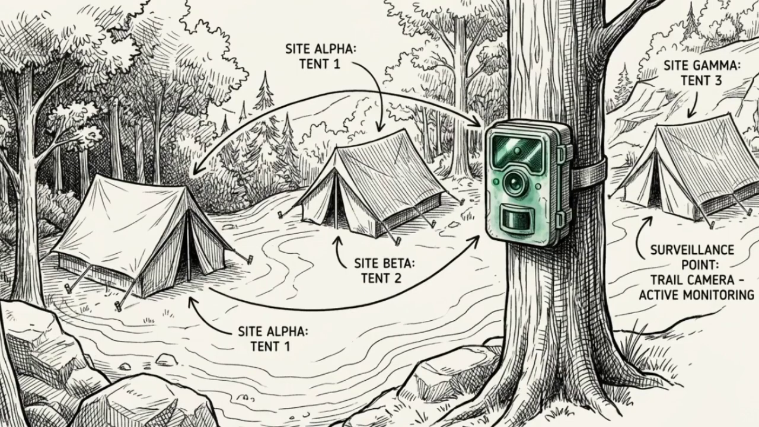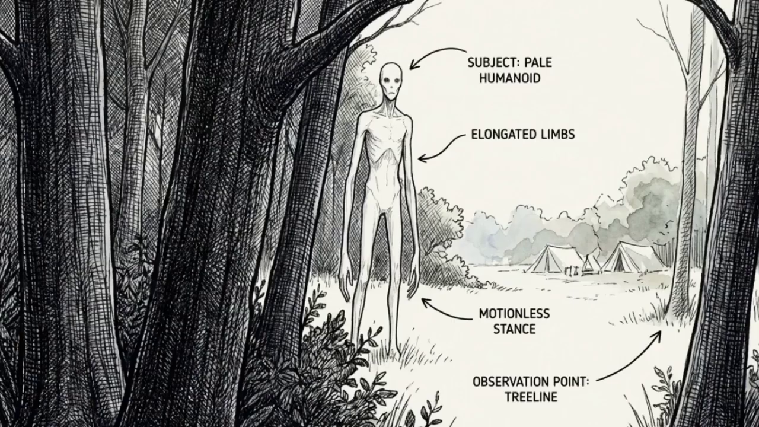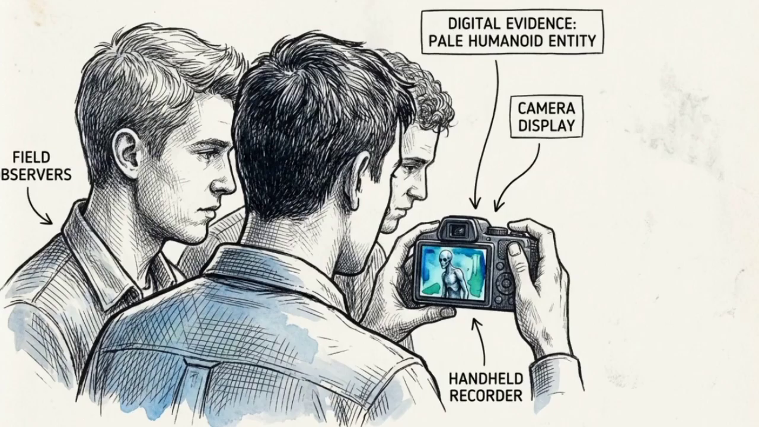The campers in Oregon failed to do this. They left their cameras on passive recording. Because they lacked real-time alerts, a tall, pale figure was able to stand silently among the trees, watching their tent for nearly 30 seconds. They only discovered the terrifying intrusion the next morning when reviewing the footage.